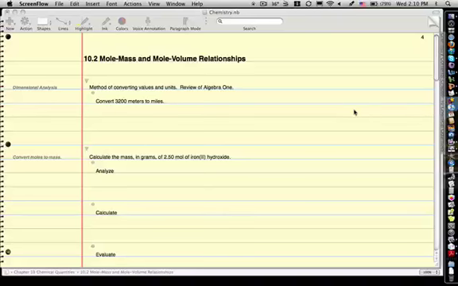Hello, in section 10.2 we're looking at mole mass and mole volume relationships. Specifically, we're trying to convert between moles to mass or moles to volume and vice versa. Let's first start with a review problem that should seem pretty basic to us.